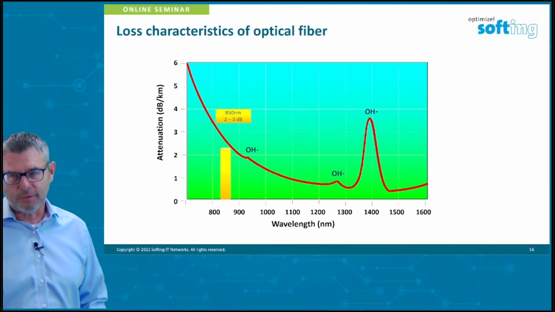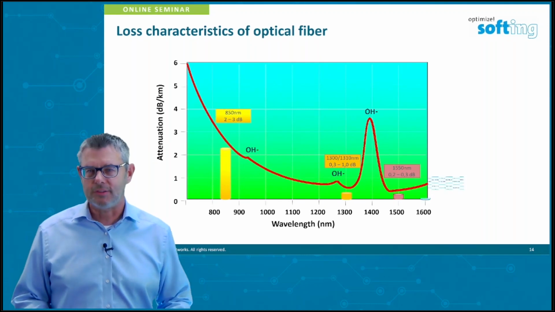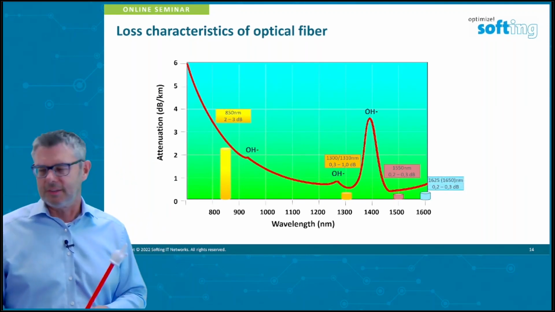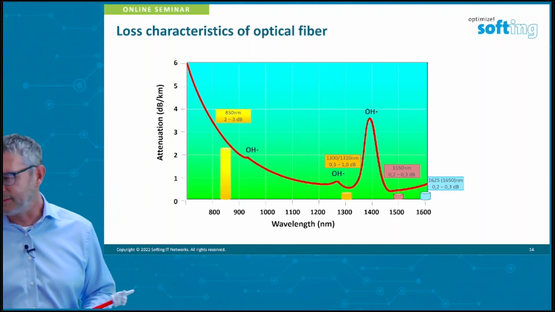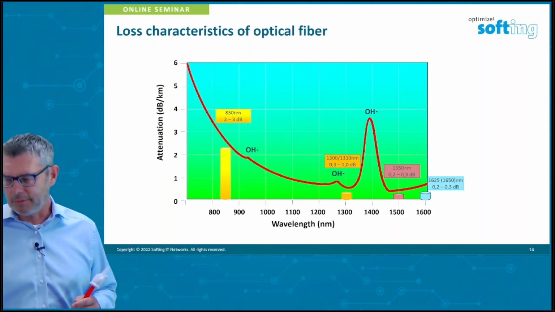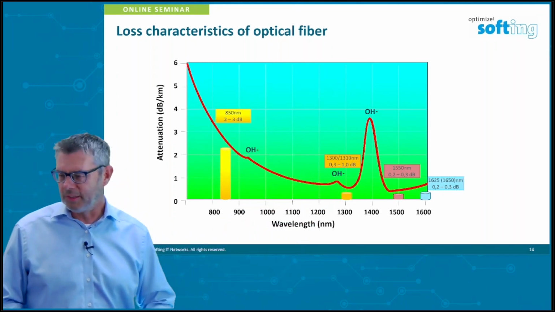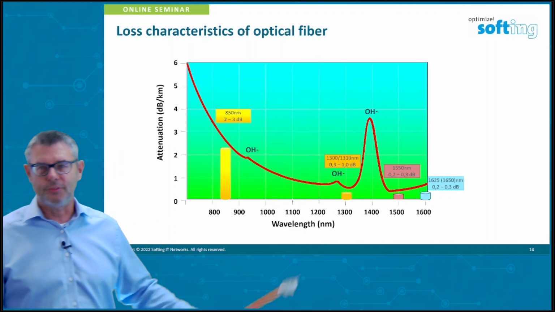This is the reason why we have chosen windows which are outside of these water peaks. So the first window is around 850 nanometers. Then we have the 1300 nanometer, which just falls in between this water peak and that water peak, and the higher ones up to 1500, 1600.